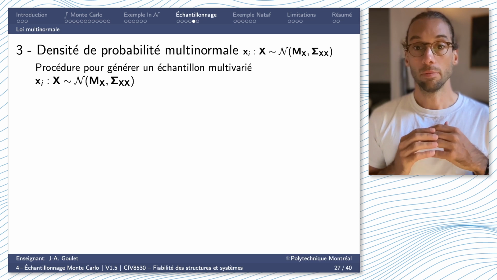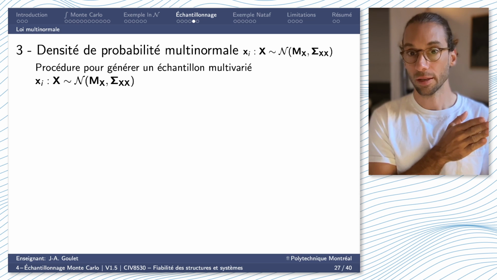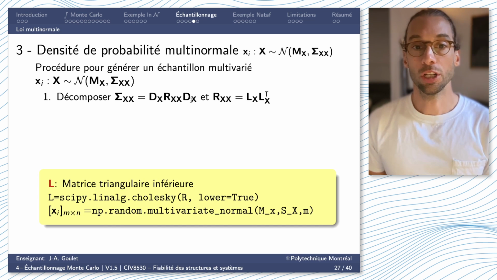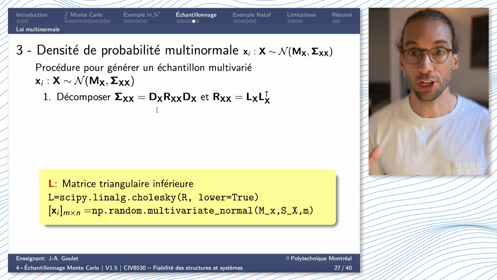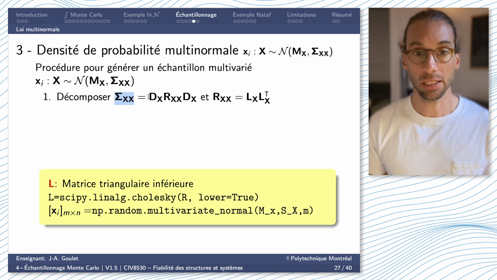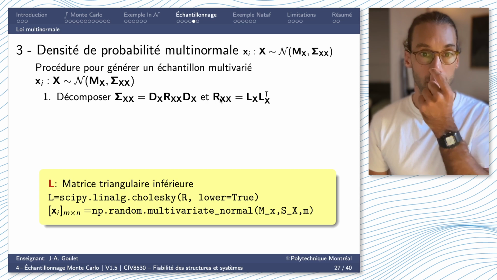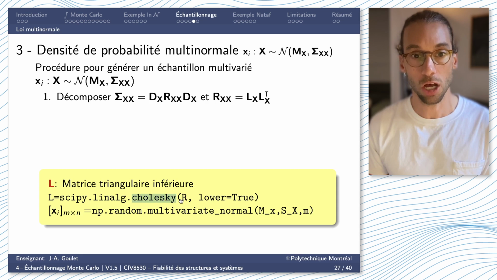Now, how can I use my capacity to generate univariate Gaussian samples to generate multivariate Gaussian samples? To do this, we first generate univariate Gaussian samples, and then we correlate them. To do this, we first need to decompose our covariance matrix sigma x into a standard deviation matrix and a Cholesky decomposition of my correlation matrix. Remember, L is a lower triangular decomposition that we can obtain with SciPy linear algebra: we do the Cholesky decomposition of our correlation matrix and take the lower triangular part.